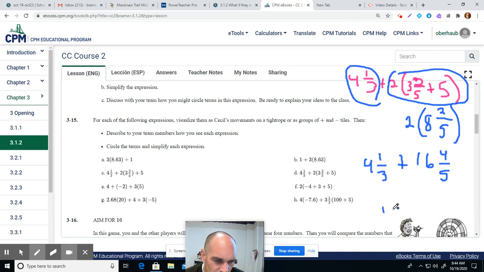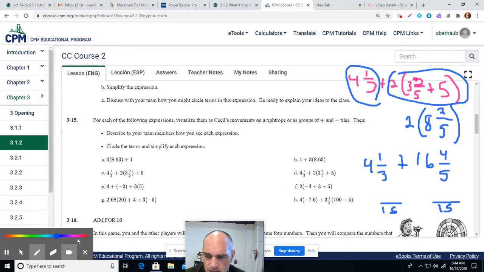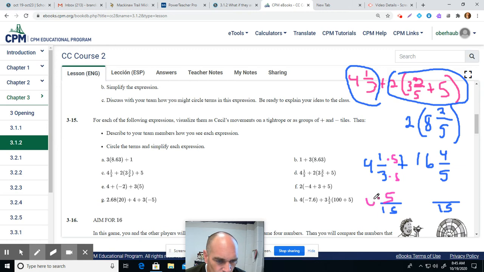Once again, I need common denominators, so I'm going to use 15 for my common denominator. When I do this, I'm going to multiply this by 5, so I need to multiply my top by 5. 3 times 5 is 15, 1 times 5 is 5. Bring my whole number along. On this one, I'm going to multiply by 3 to get my 15. Multiply that by 3 makes this a 12. So I have 12/15. Bring my whole number along.